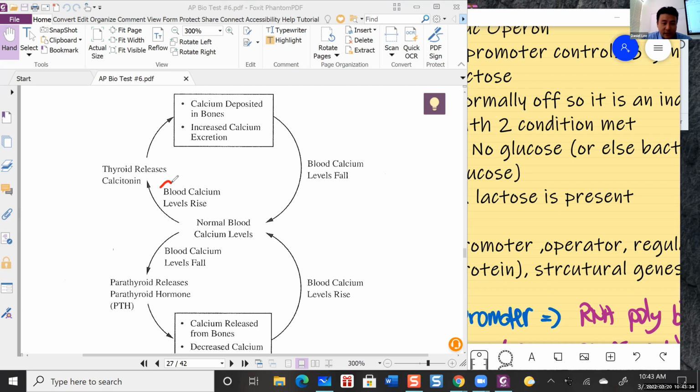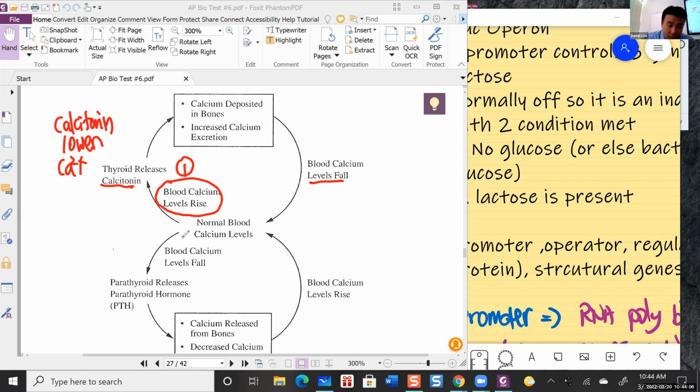All right, here. So I want to begin here, yeah? When blood calcium level is too high, too much calcium, you release calcitonin, which will cause the blood calcium to fall. So that's what this means. Calcitonin lowers blood calcium, yeah? How? How is in the box. You deposit calcium into the bones, okay? And you pee out more calcium, excretion, right? Excrete, waste. So that's why the blood calcium falls.